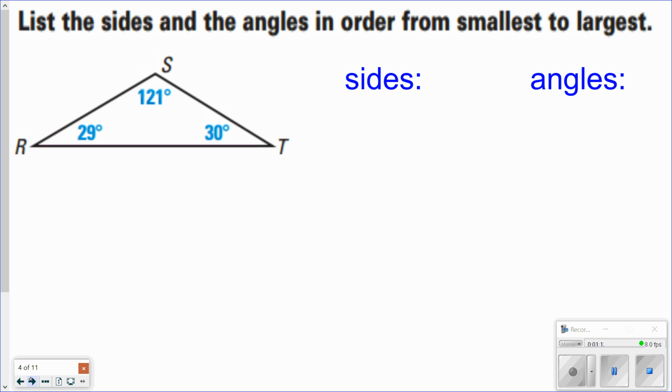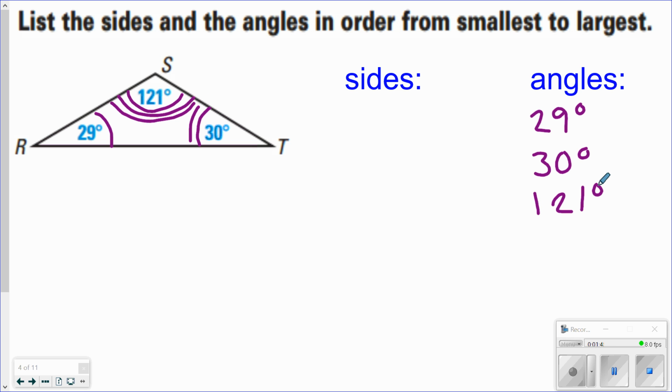So now that we know this, let's list the sides and angles in order from smallest to largest. Let's start with the easy one, which is the angles. We already know all the angles. So the shortest or smallest angle is 29 degrees. Then we go up to 30 degrees. And then finally, our largest angle is 121 degrees.